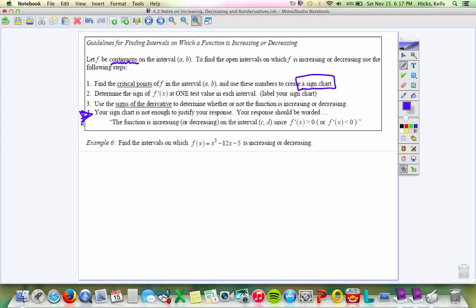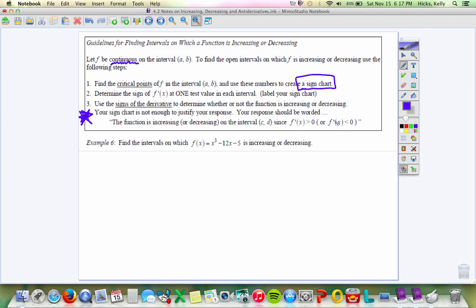And make sure you realize this as you're making sign charts. Your sign chart is not enough to justify your response. So on my test and on the AP exam, you are not allowed to just use a sign chart and have that be the reason that the function is increasing or decreasing. You have to actually say in words the function is increasing or decreasing on the interval since the derivative is greater than 0 or the derivative is less than 0, or something along those lines.